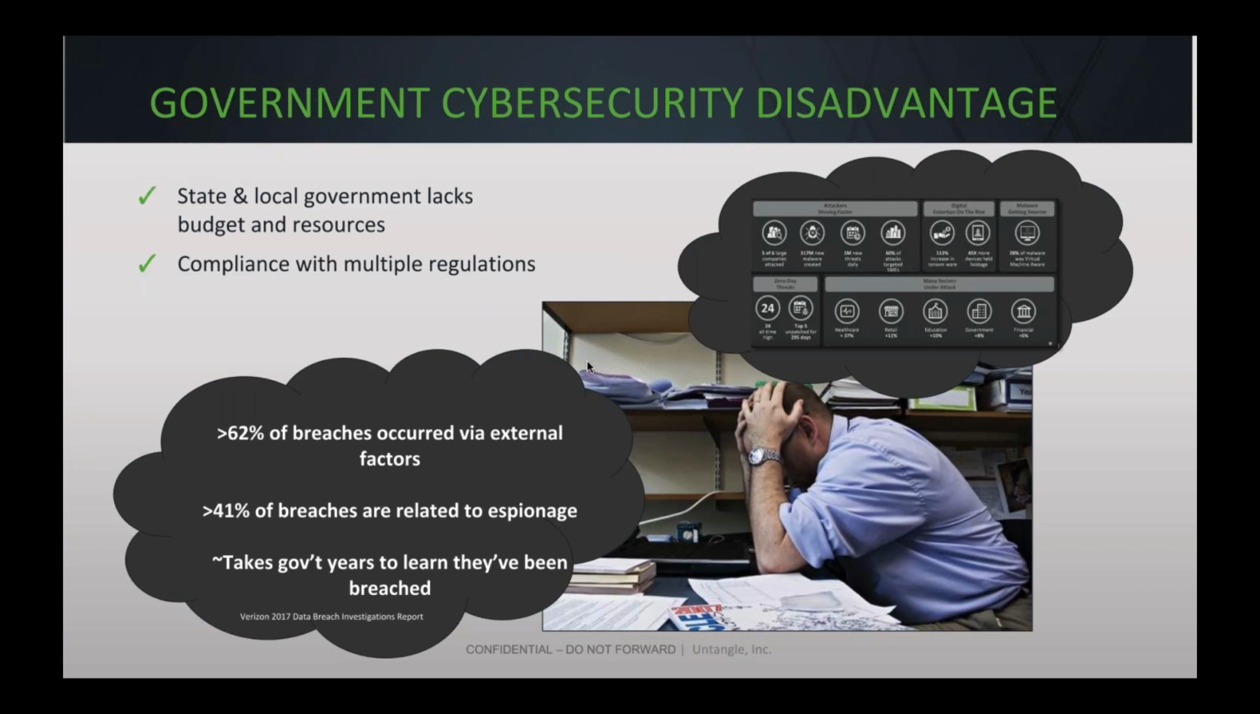like we do. And you can see that 62% of these breaches have occurred by external factors. So that's a client on the outside getting into your system. Untangle fundamentally stops that from day one. We come out of the box with no open network ports. So if there's a hole to or from the outside world that your network needs, you have to go punch that hole in Untangle. As you can see, 41% of these breaches are related to espionage.